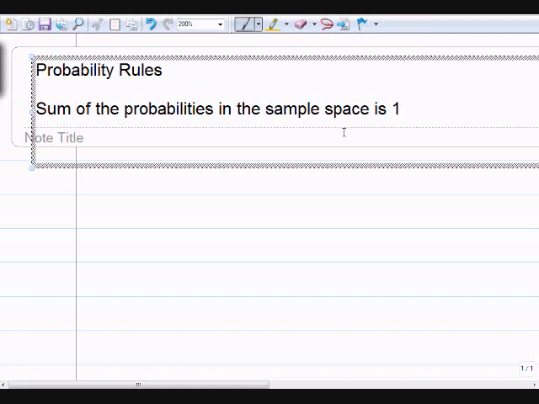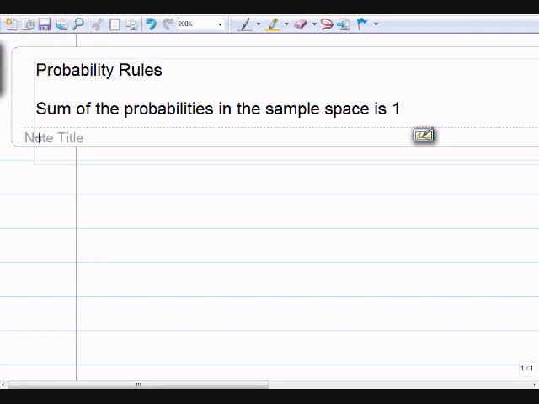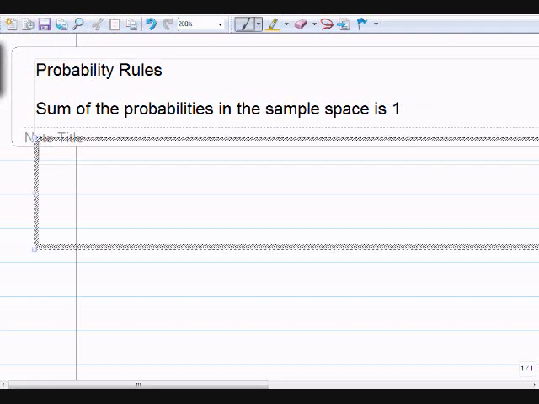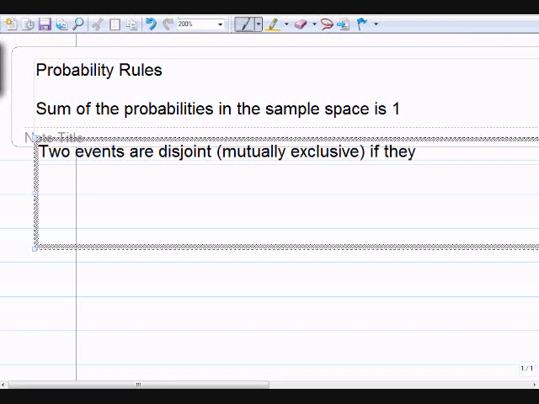All right, I've got to hit a new text box here for a new rule. Rule number 2 is going to be about disjoint and mutually exclusive. So, 2 events are disjoint. And another word for disjoint is mutually exclusive, if they have no outcomes in common.